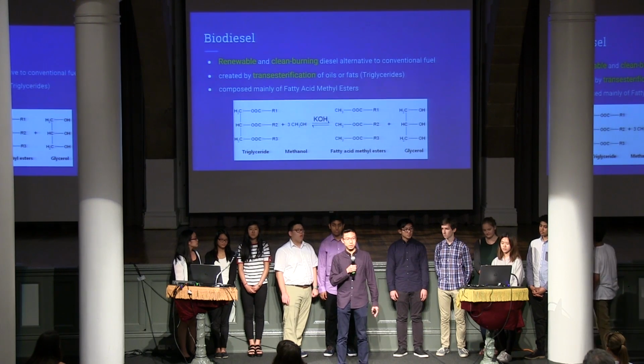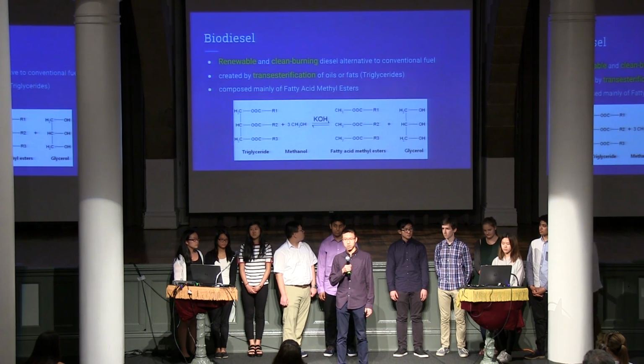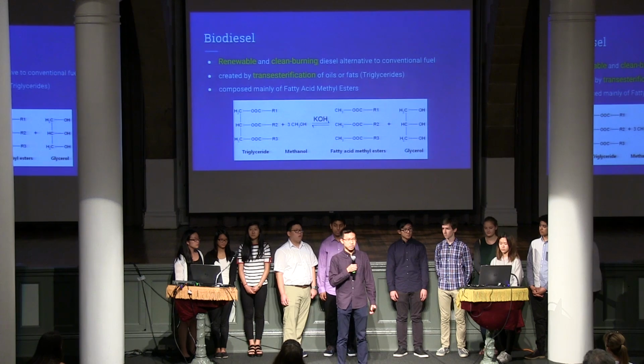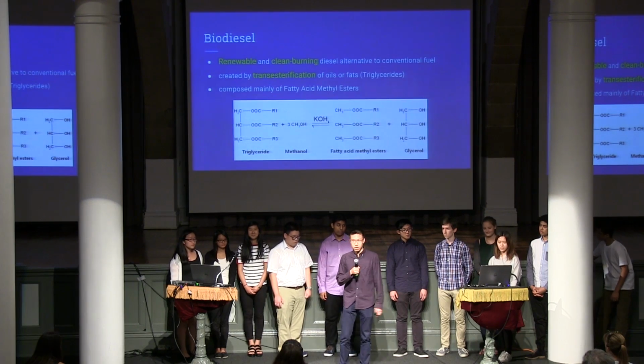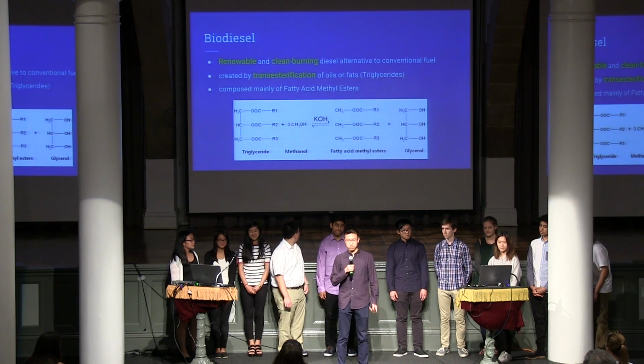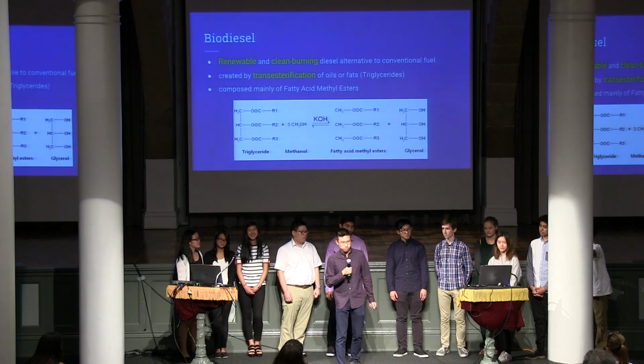Oils typically are made of triglycerides, which are a glyceride compound attached via ester bonds to 3 fatty acids. When you add alcohol to it, it breaks up the ester bonds and changes the long hydrocarbon chains into fatty acid methyl esters, which are known as biodiesel. And in order to get the reaction going, we added a base catalyst.